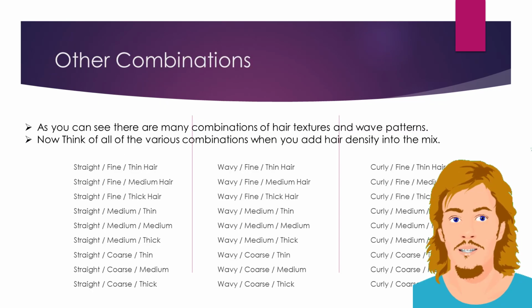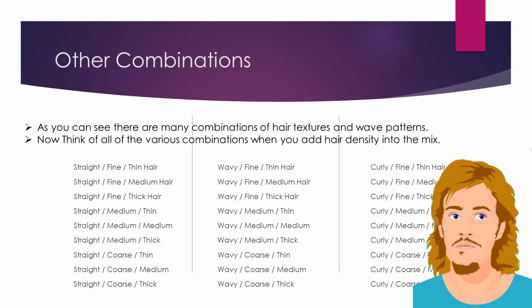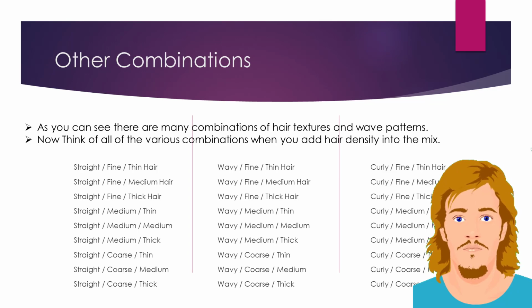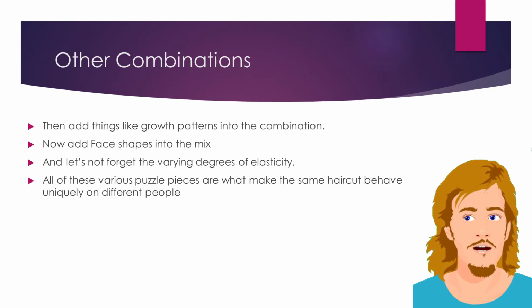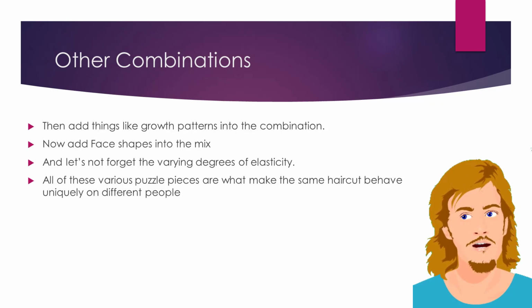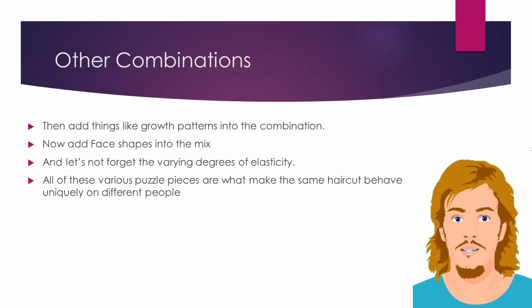As you can see, there are many combinations of hair textures and wave patterns. Now think of all of the various combinations when you add hair density into the mix. Straight, fine, thin hair. Straight, fine, medium hair. Straight, fine, thick hair, and so on. Then add things like growth patterns into the combinations. Then add face shapes. Let's not forget the varying degrees of elasticity.